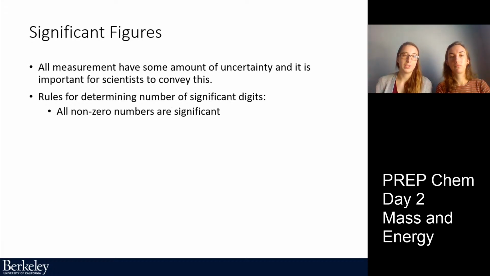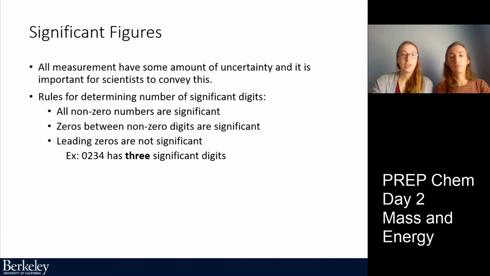The first general rule is that all non-zero numbers are significant. And then zeros between non-zero digits are significant. But when we start thinking about zeros at the beginning or end of numbers, it can get a bit more complicated. For example, if you look at this number 0234, the first 0 is not a significant digit. We call that first 0 a leading 0, and in this case, it is not significant. So we only have 3 significant digits.